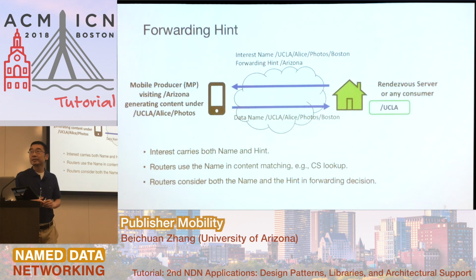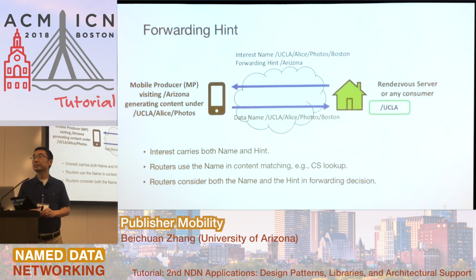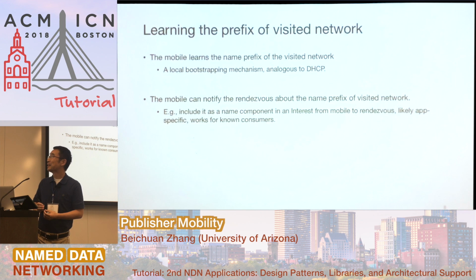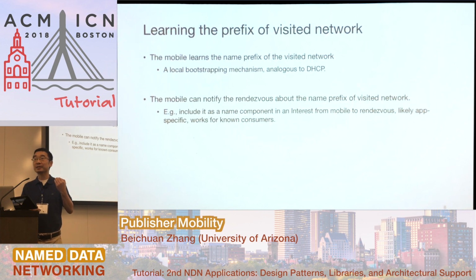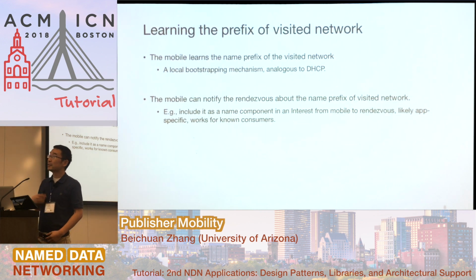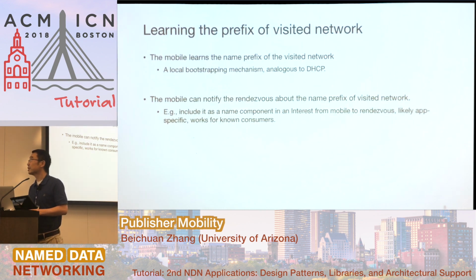I have another quick question. Yes. How does the rendezvous server know that the mobile producer is in Arizona in the first place? That's exactly my next question. Thanks for asking. There is some mechanism involved to let the rendezvous know the mobile is in Arizona. First, the mobile itself has to know that, and we do that based on some kind of bootstrapping mechanism similar to DHCP. When you connect to a new network, you get some basic information about this network, and one piece of that information is the prefix of the visited network.